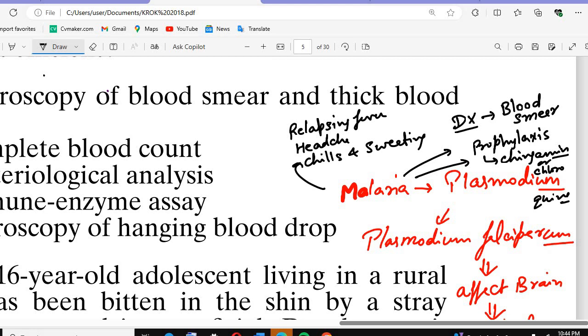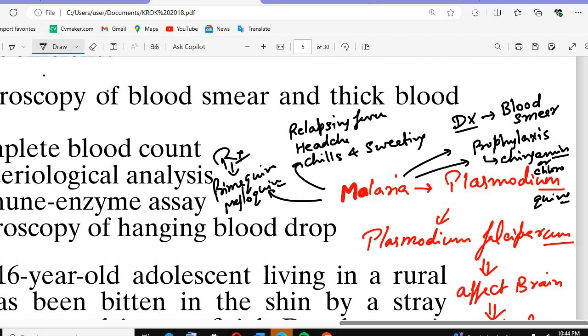Okay, what treatment will we give? The treatment we can give is primaquine, then mefloquine. All the quines can be given. So remember chloroquine is the prophylaxis, and for treatment purposes we give primaquine, mefloquine or atovaquone.